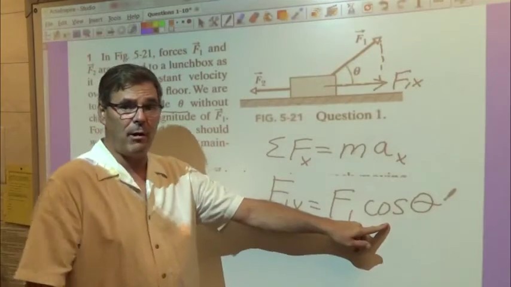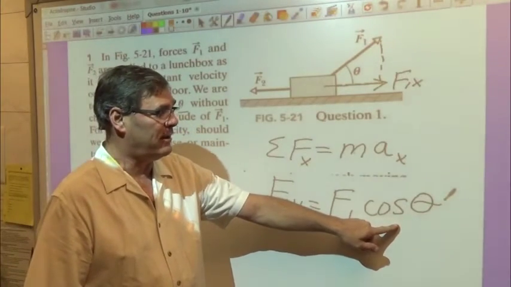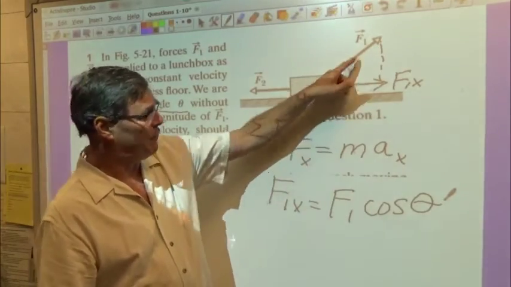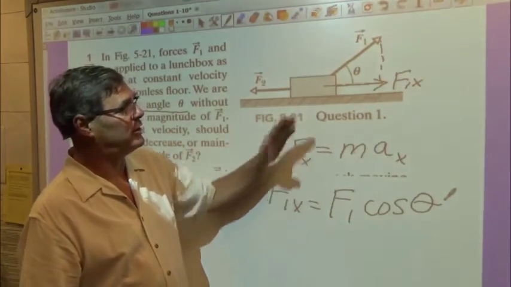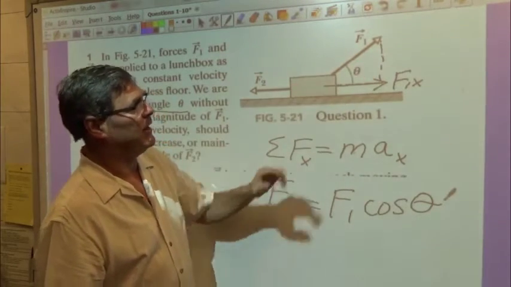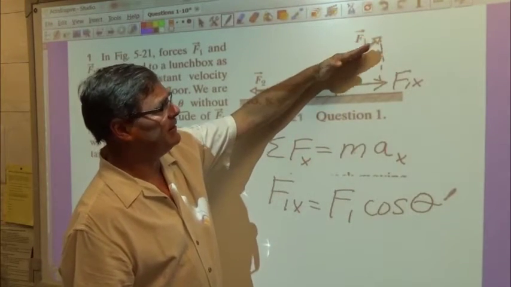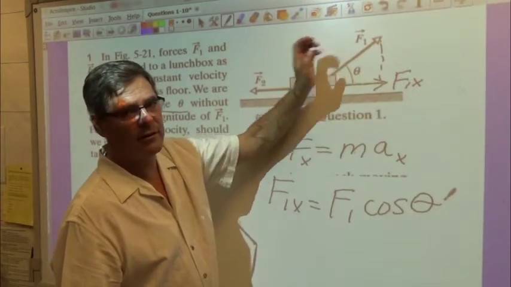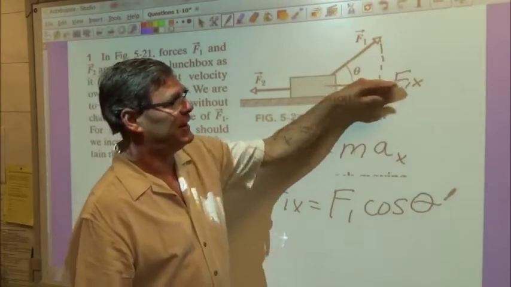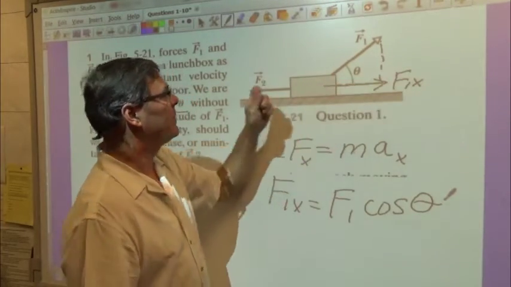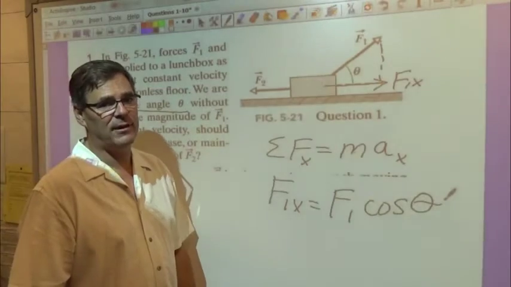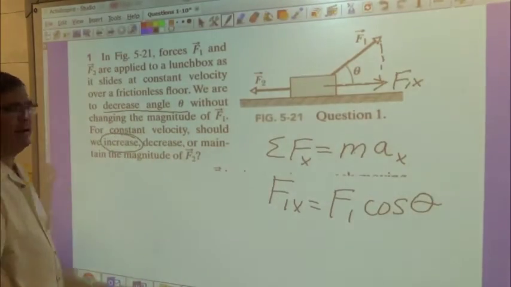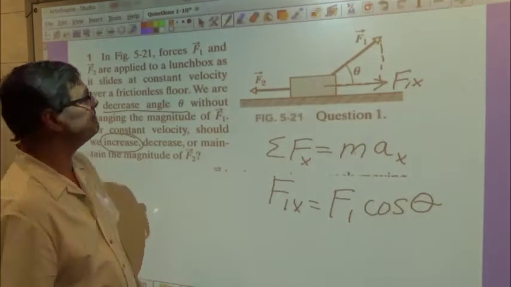If we decrease the angle theta, the x component of F1, we know, is F1 cosine of the angle. So if theta is getting smaller, the cosine of the angle is getting bigger. So that means more of the F1 force is going towards the x direction as we decrease this angle. So F1 is staying constant, but as it decreases in angle, more of that force goes to the x direction and less of it goes to the y direction. So if F1x on the right side is getting larger, F2 on the left side must also be getting larger, increasing in magnitude.